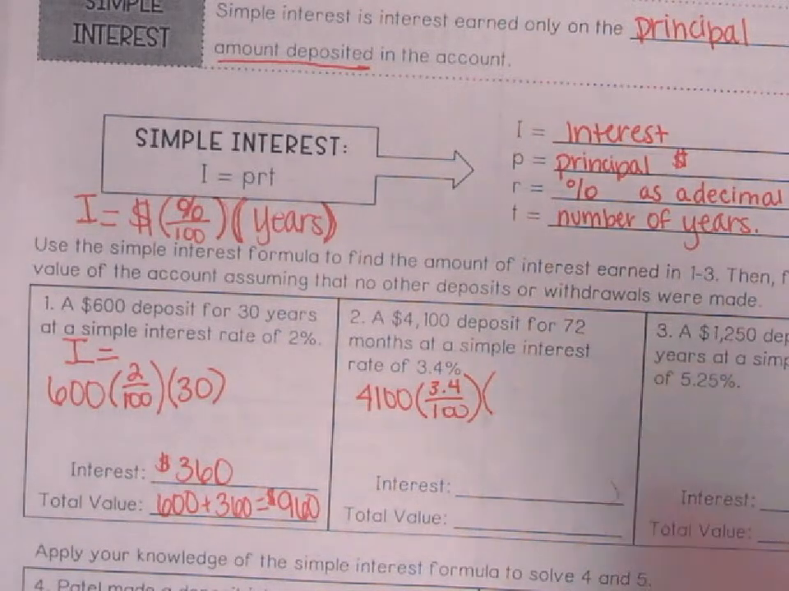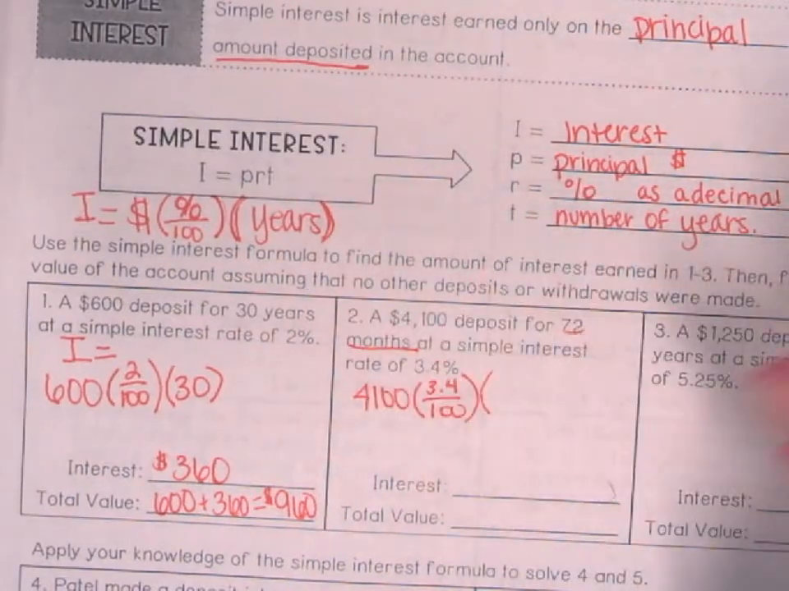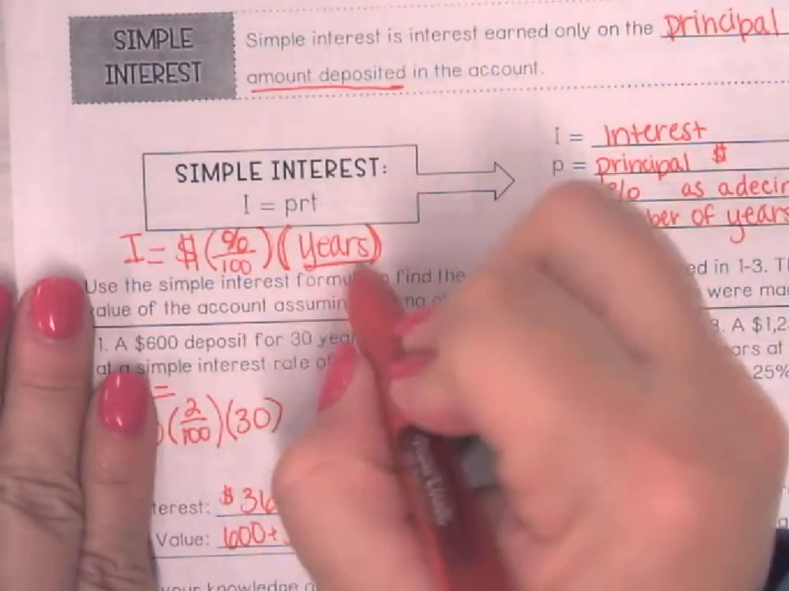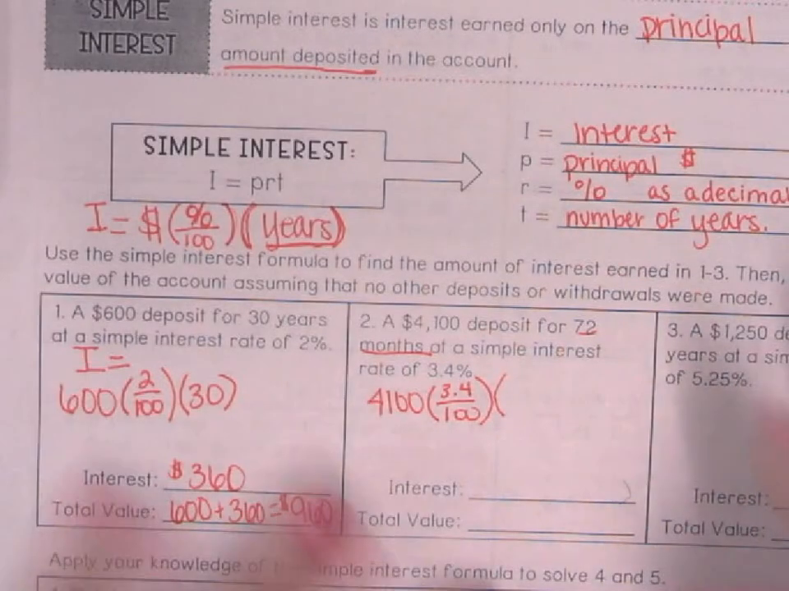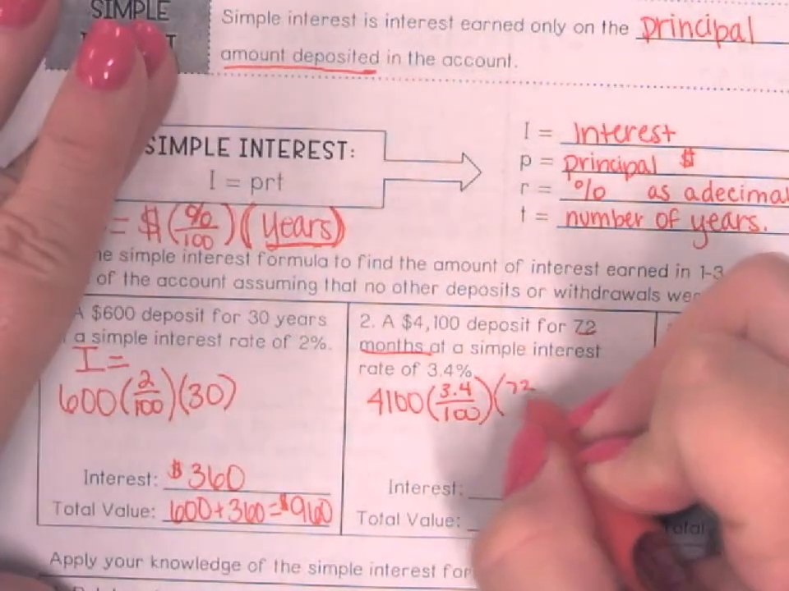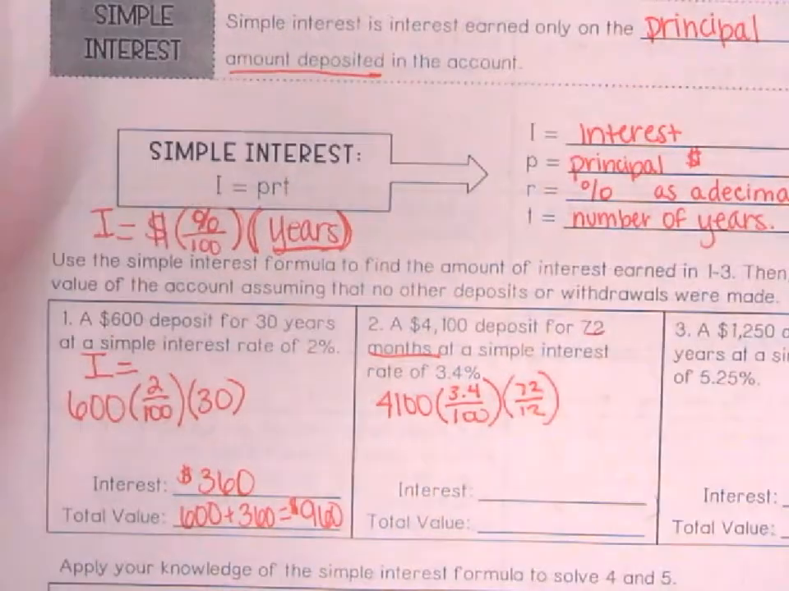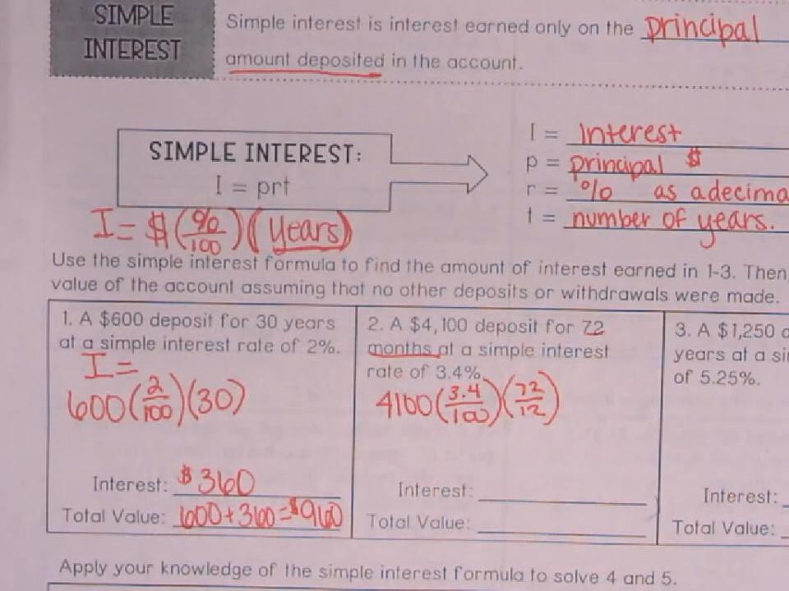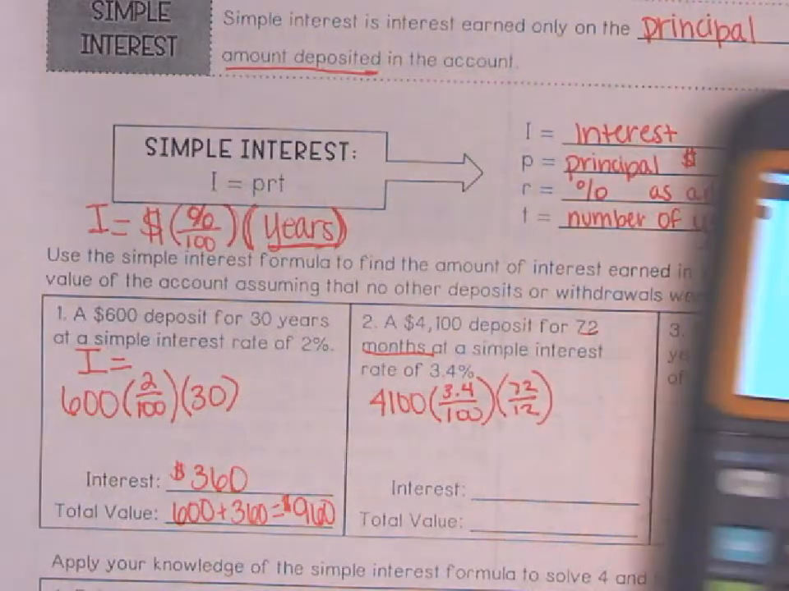72, what's it tell us? Months. So what do I have to have it in? Years. So what am I going to have to divide it by? 12. So I do 72 divided by 12. Okay, a fraction just means division. So I'm just going to plug it in like that.